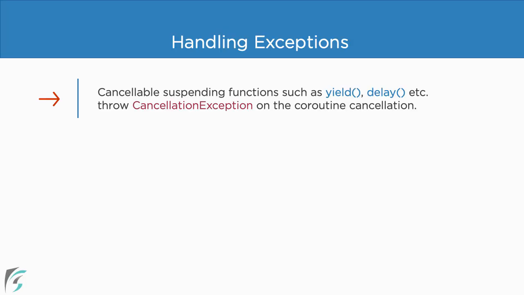Now, when you cancel a coroutine that uses suspending functions within it, a CancellationException is thrown by that suspending function, which you can handle by using a try and catch block. In short, all the cancelable suspending functions such as yield and delay throw a CancellationException when the coroutine is cancelled. So please note this.